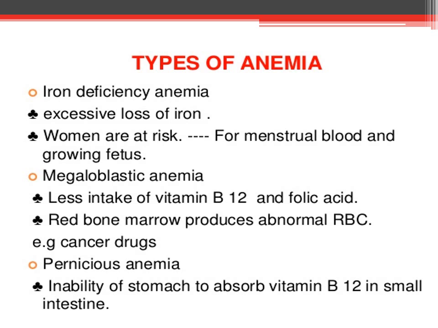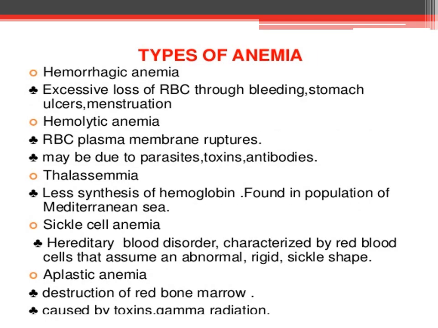There is something else called megaloblastic anemia. This is related to your vitamin B12 and folic acid. Again, it is related to your bone marrow, because it may be producing abnormal RBCs, that is, abnormal red blood cells. There is also pernicious anemia. What happens here is the inability of your stomach to absorb vitamin B12 in the small intestine. When something like this happens, the person can end up with anemia.